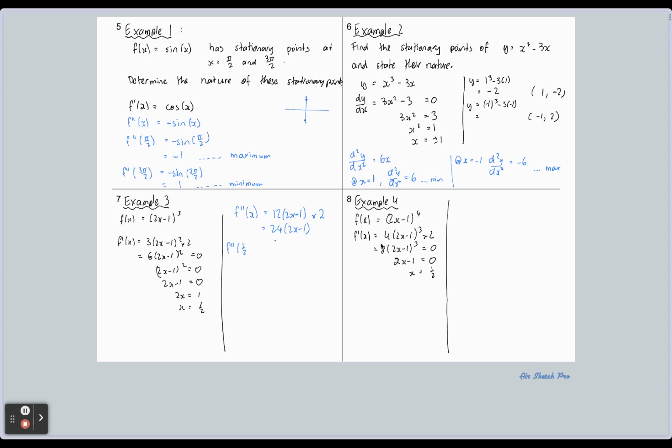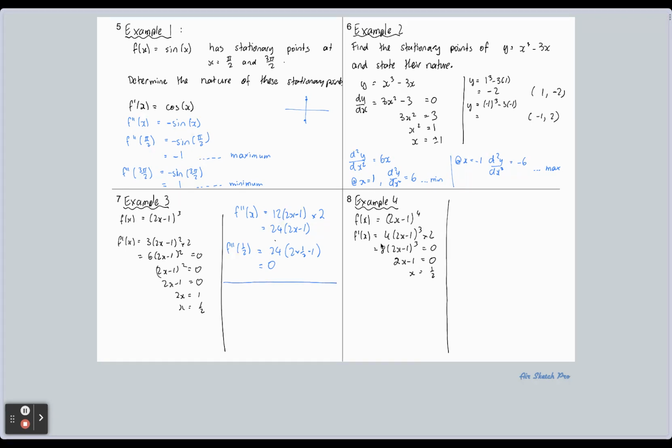Evaluate at x equal to a half, and I get 24 outside of 2 times a half minus 1. And that would be 0, right? 2 times a half is 1 minus 1 is 0. So that's equal to 0. So this is an example of where, because the second derivative is equal to 0, I need to go back to the first derivative test, keeping in mind that it's likely that it's an inflection.